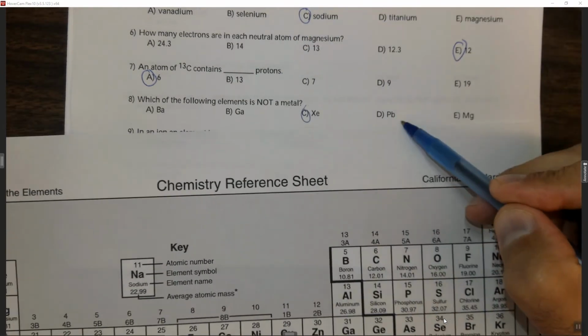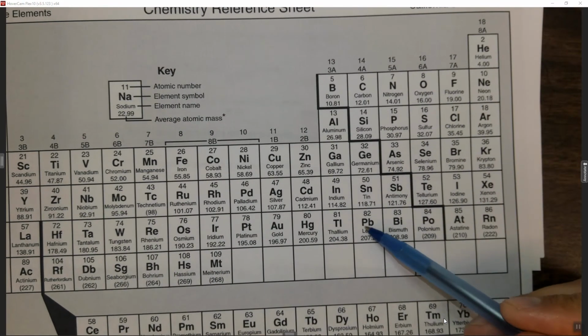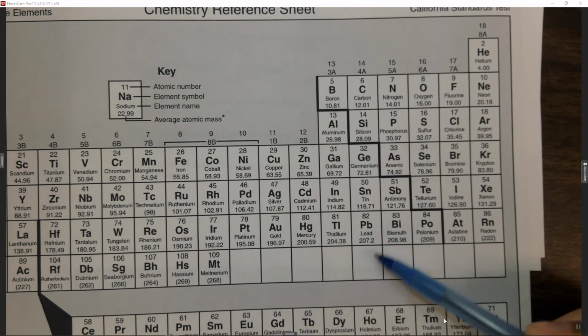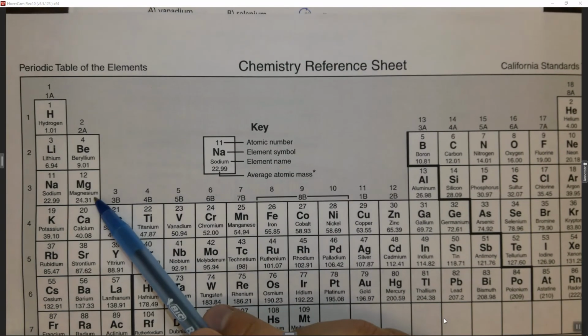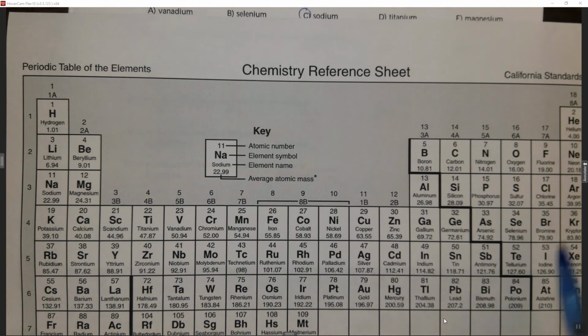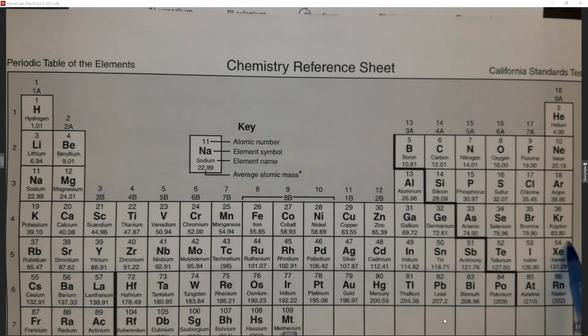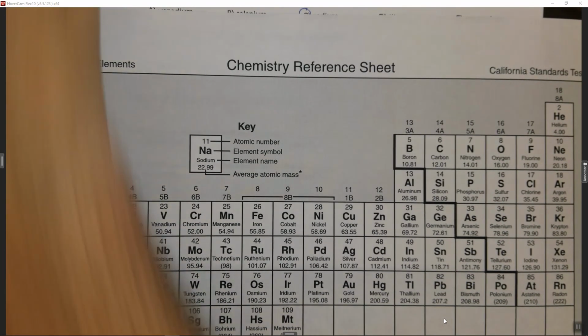All right, lead is right here, which is a metal. I understand when you're first doing this, you have to hunt around for them a little bit. And then finally magnesium is over here, which is also a metal. So the only one that's not a metal is xenon right here, which is a non-metal.